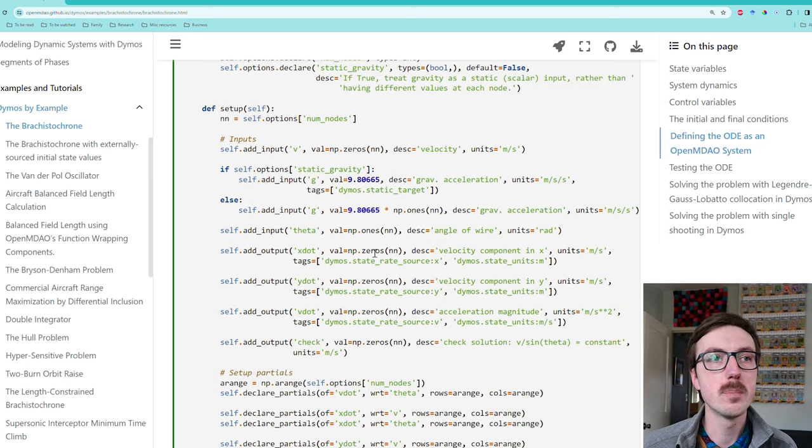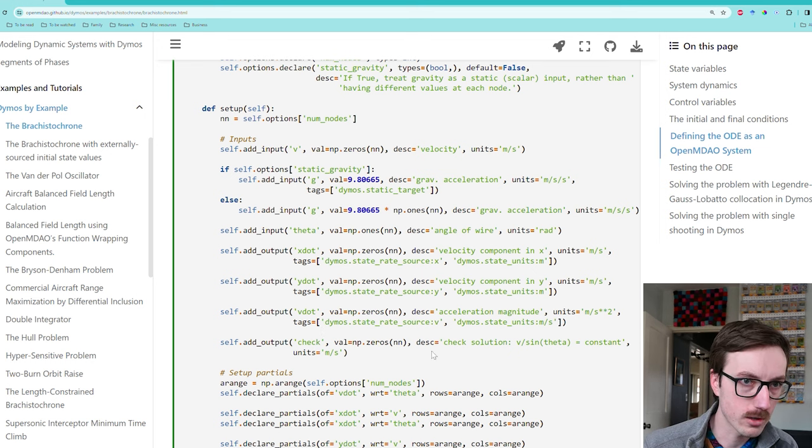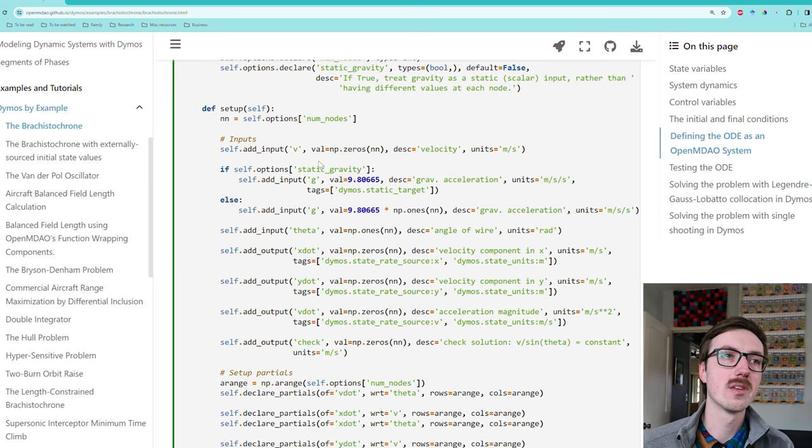Let's talk about this. We have inputs and outputs here. Our inputs are velocity, gravity, and theta, so that angle for the wire, and the outputs are x dot, y dot, v dot, and a check. We can check the solution here by using this check. Again, v is a state, that's something we're tracking, and it's an input here. This might be a little bit counterintuitive.